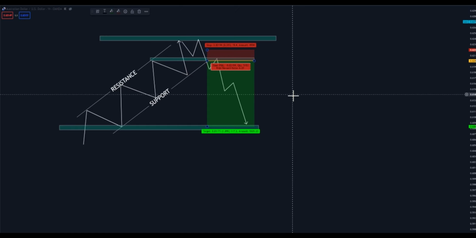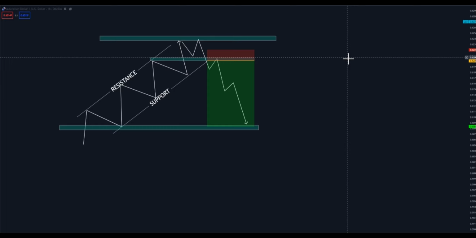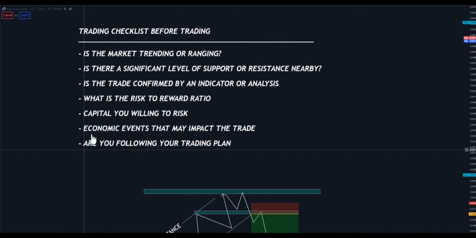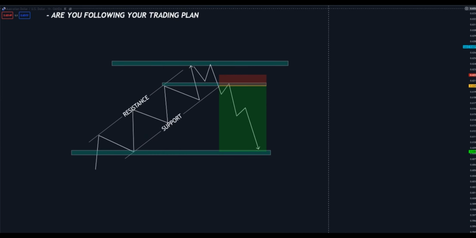And remember, when we talk about risk to reward ratio, we are talking about this, guys. You are risking this portion here and you're willing to gain all of this portion there. That's what we're talking about. Okay, so let's check some of the facts before we continue. Is the trade confirmed by any indicator or analysis? You need to check that as well.